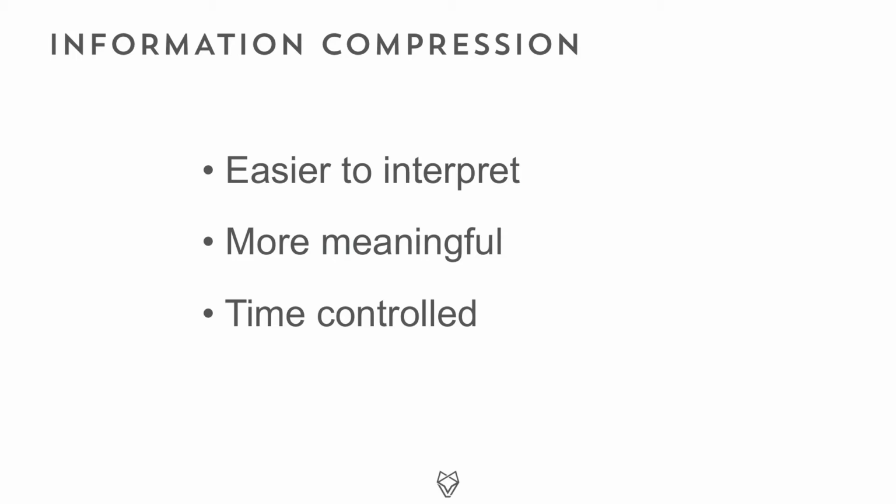One fringe example where the consumer can compress information is watching videos or listening to audiobooks on double speed. So a scenario where you're giving the consumer time control, but that's really about it. The consumer will never be able to make something easier to interpret or more meaningful. That has to start with creation.